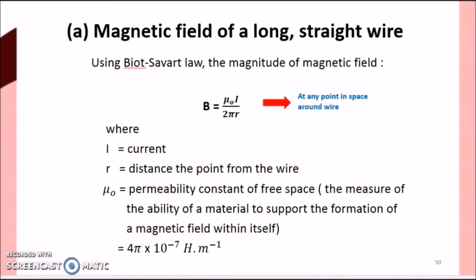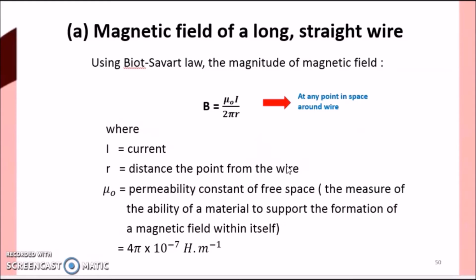Using Biot-Savart law to find the magnitude of the magnetic field around a long straight wire, so the equation is B, magnetic field strength, equal to mu naught, which is the permeability constant of free space, okay, times with the I, current that flow through the wire, divided with 2 pi r. R is the distance of the point from the wire. So what does it mean, distance the point from the wire? Let's say we have a wire and then there is magnetic field around that wire. So kalau saya tanya berapakah magnetic field strength dekat 2 cm daripada wire tersebut, 2 cm itulah dia punya R.